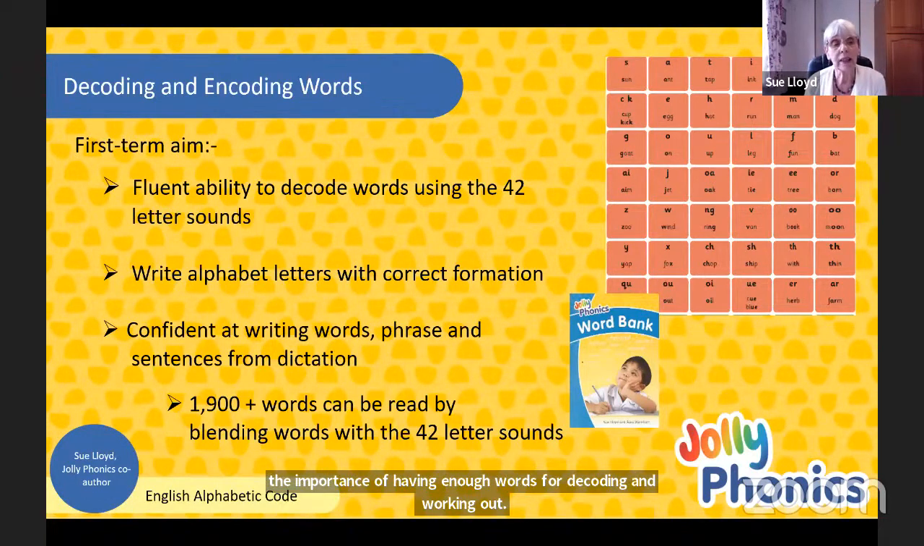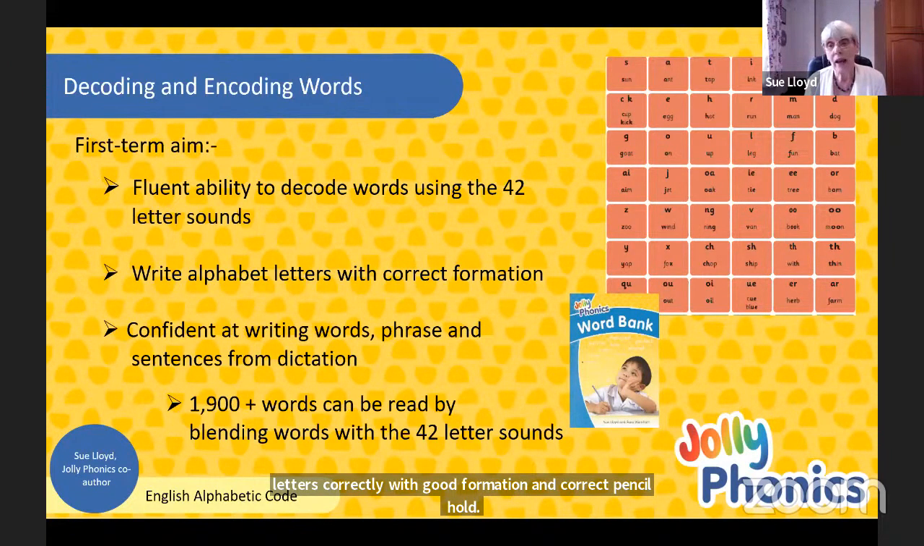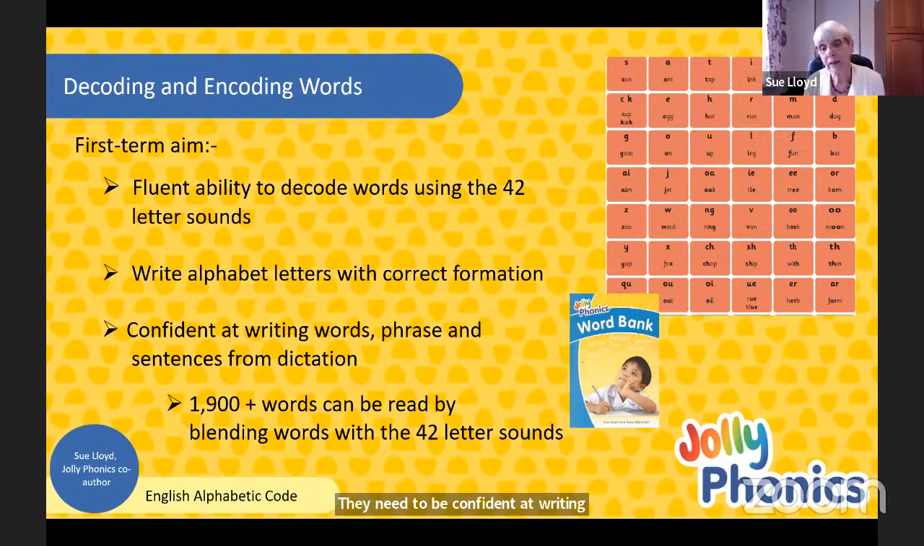For writing, of course, they need to be able to write the letters correctly with good formation and correct pencil hold. They need to be confident at writing words, phrases, and sentences. So by the time you get to the bottom there for the R, they should have done quite a lot of dictation, and that is really useful. And you can see in this book, the Word Bank book, with those 42 letter sounds, we've got nearly 2,000 words that can be used for reading. So it's very, very useful. And that is how the alphabetic code works. And that's how we work it in Jolly.